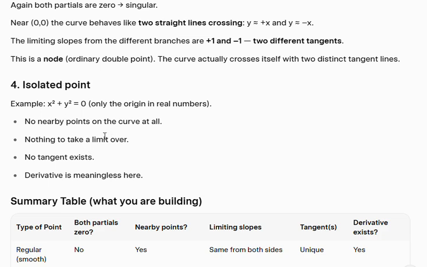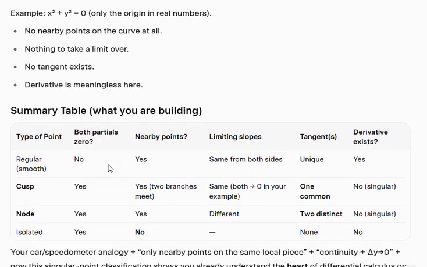And at an isolated point, there are no nearby points on the curve at all. There is nothing to take a limit over, so the derivative is meaningless here. Totally, we can say that for a regular smooth curve, well and good: in the limiting process, the nearby points exist. Both partial derivatives are not zero here.